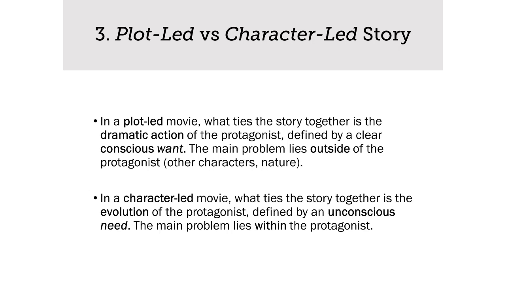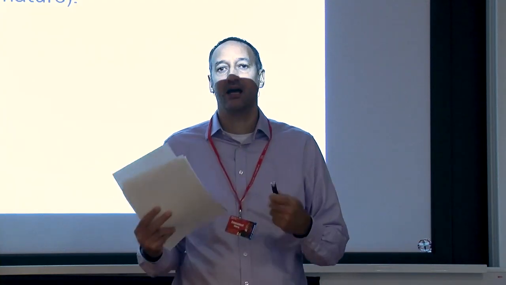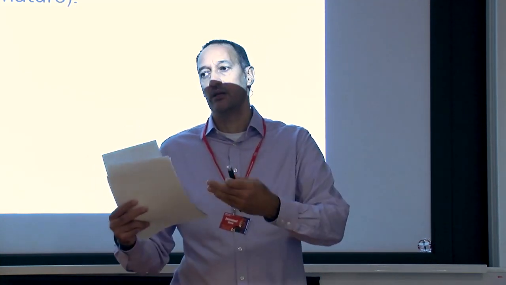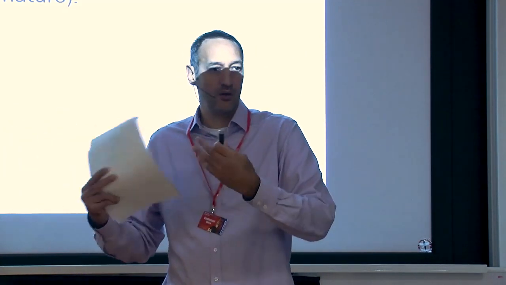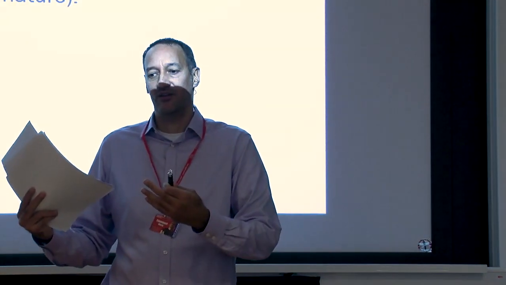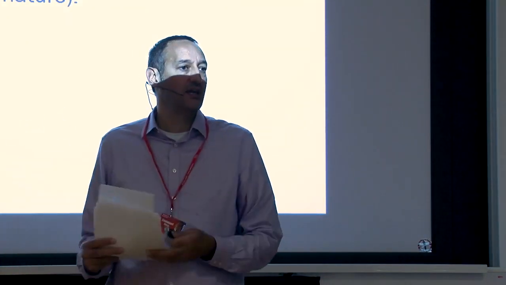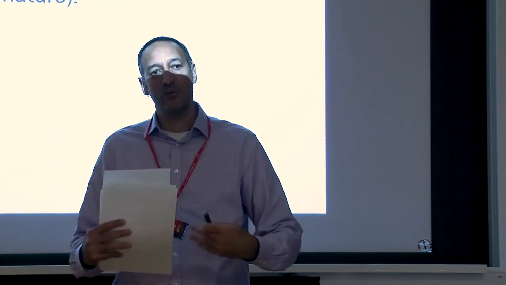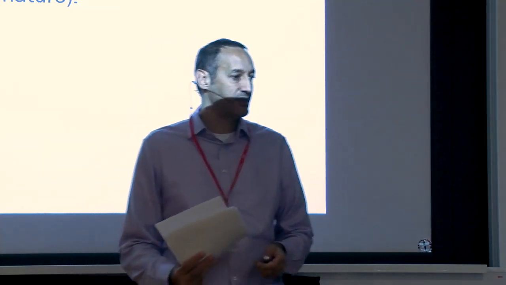But in a plot-led movie, what ties the story together is the dramatic action of the protagonist, defined by a clear conscious want. The main problem lies outside of the protagonist. That's what makes it plot-led. The main problem in the story lies in other characters, antagonistic characters, or in nature. Disaster movies, for example, are almost always using nature as an antagonist. It's antagonistic forces which cause problems in the story. But in a plot-led movie, the main problem in the story lies outside of the protagonist.